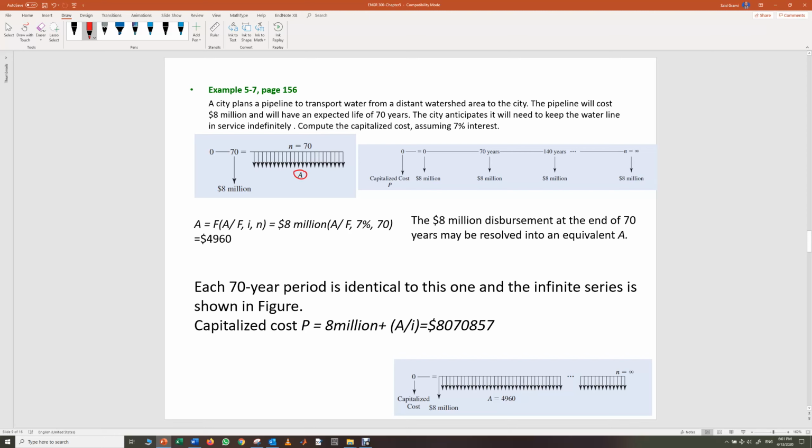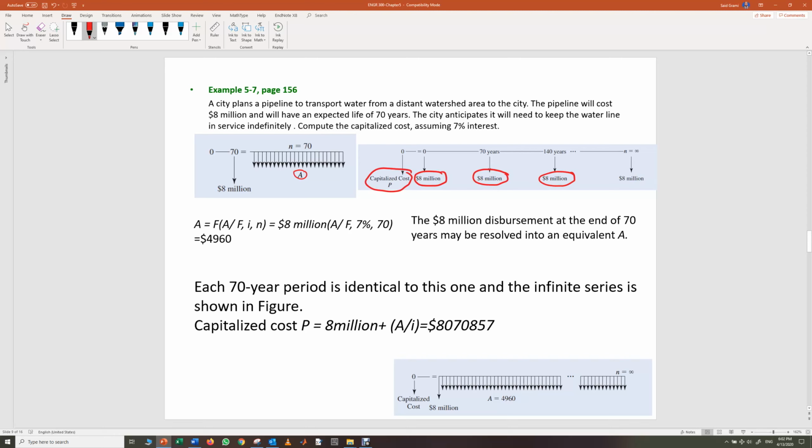When we finish 70 years, we should get 8 million to construct the pipelines again. So here we have the capitalized cost P. We have 8 million paid at the beginning of the cash flow. After 70 years I have to pay 8 million to construct the pipelines again. After 140 years I have to pay 8 million to construct the pipeline, and so on until infinity. So every 70 years I have to get 8 million.